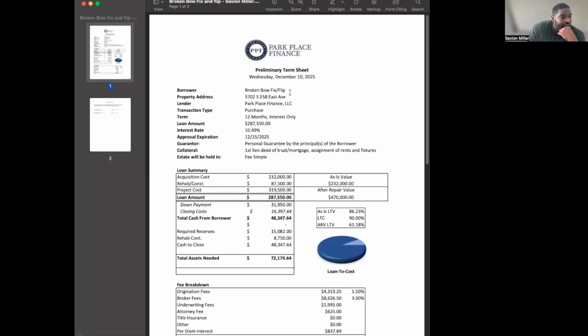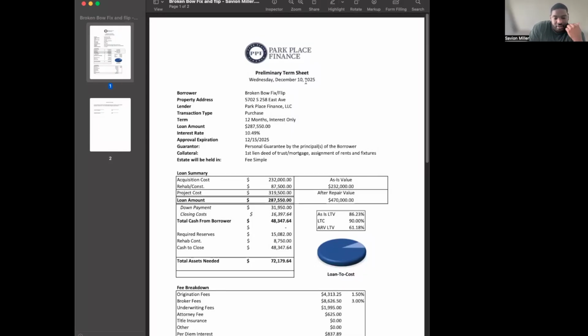So let me go ahead and show you the second term sheet. This is from Park Place Finance. You can see here the date. I mean, today is the 11th, so this is yesterday.